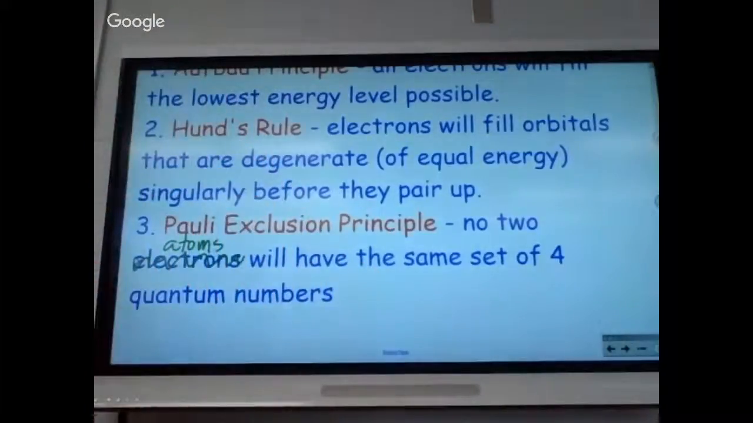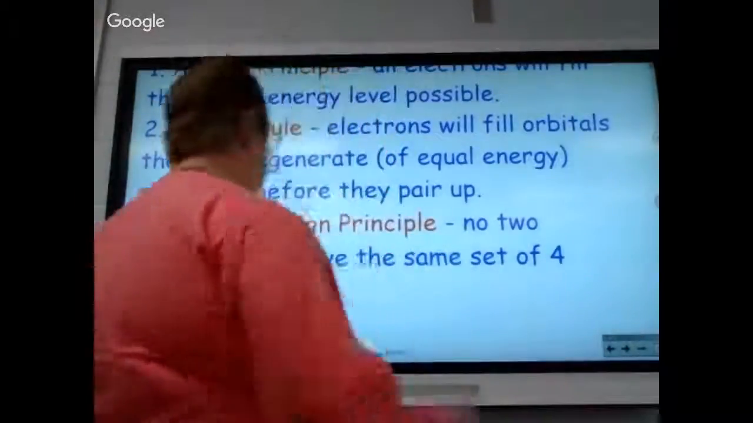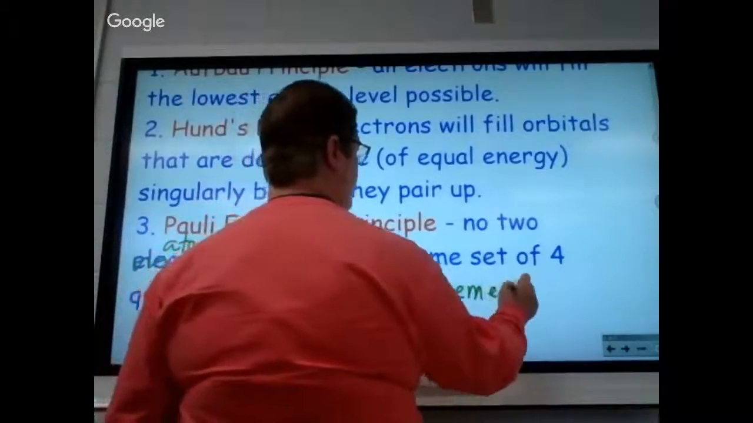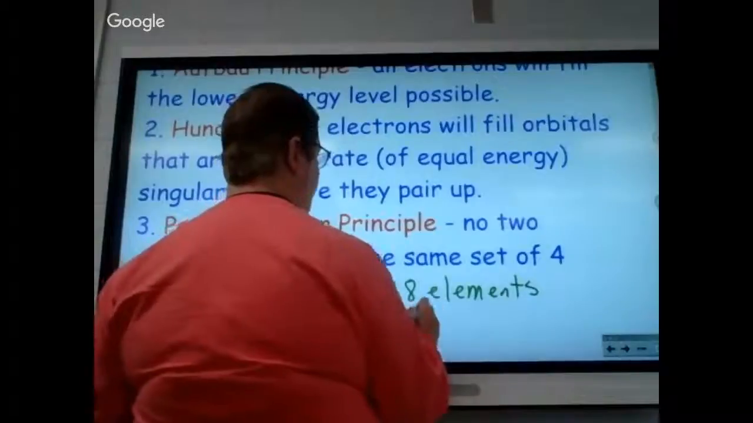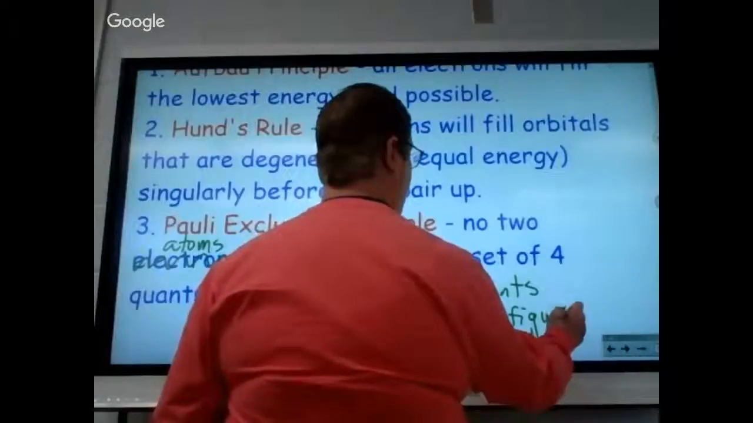All right, no two atoms will have the same set of 4 quantum numbers, which basically means there are 118 elements. So there are 118 electron configurations.